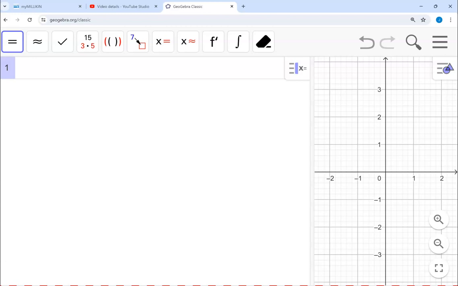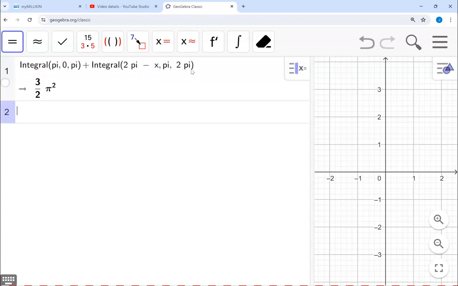If you leave it in the algebra window, it's going to try to create a slider for the n, which means that you could slide the value of the n's and it'll change the integral for you automatically, but that's not very helpful since we're looking for a formula. All right, let me do that again. So this one I need to integrate pi from 0 to pi, and I need to integrate 2 pi minus x from pi to 2 pi. There we go. That's a little bit better.